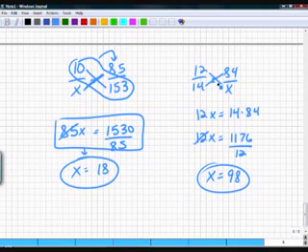12 over 14 equals 84 over X. We multiplied which two numbers? 84 and 14 again, because they were across from each other, and then we divided by 12. Why not just do that on every one of them? Multiply the two numbers that are across from each other, and then divide by the other number.